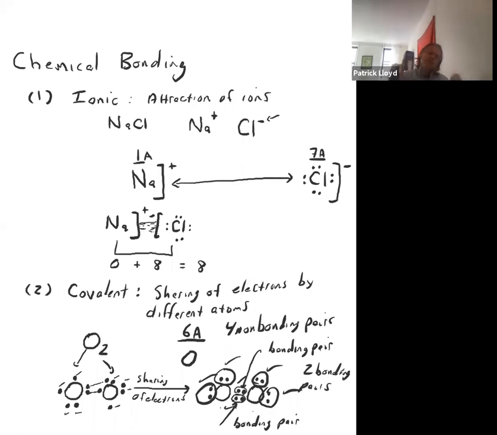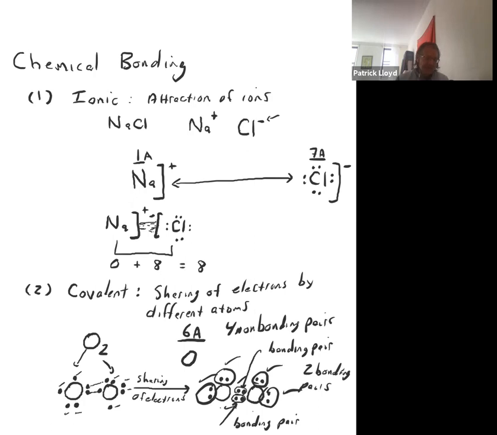So now notice what we're doing. We're calling electrons bonding pairs, which means they're holding the atoms together like a glue. And there are non-bonding pairs, which are not holding the atoms together. They're isolated on specific atoms. They're not shared between the 2 atoms.